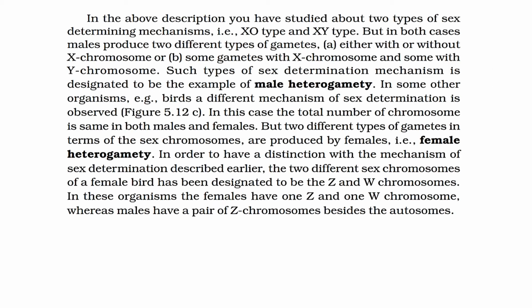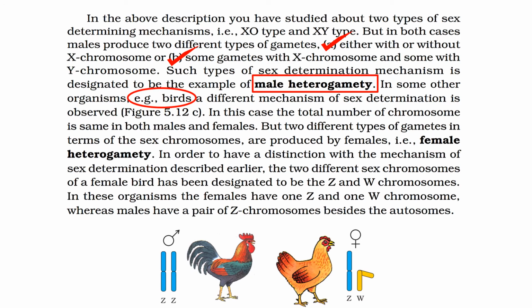Now we have seen XO and XY type of sex determination. But in both cases, males produce two different types of gametes, that is either with or without an X chromosome, or some gametes with an X chromosome and some with a Y chromosome. This type of sex determination is known as male heterogamety. While in some other organisms, like birds, a different mechanism of sex determination is seen. In this case too, the total number of chromosomes is the same in both males and females. But here, two different types of gametes in terms of the sex chromosomes are produced by females, and not males. And thus it is known as female heterogamety.